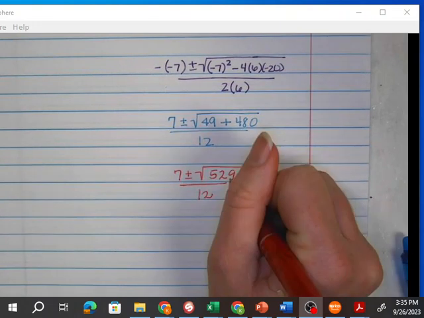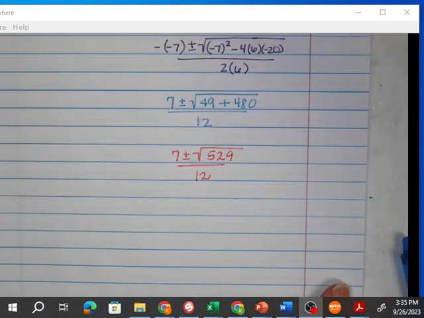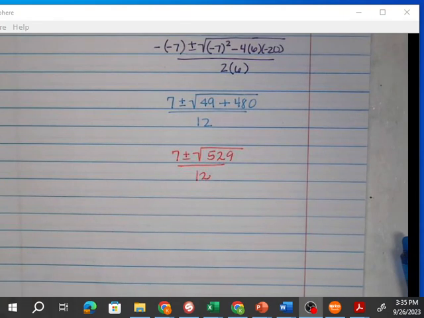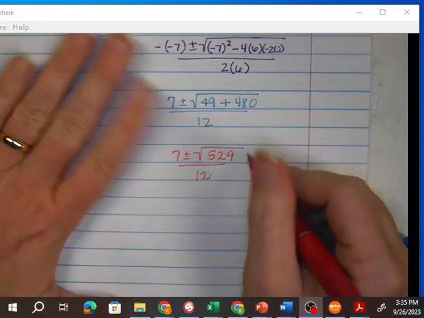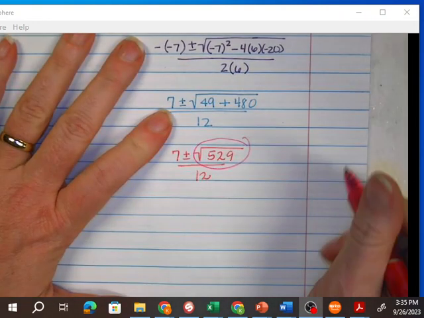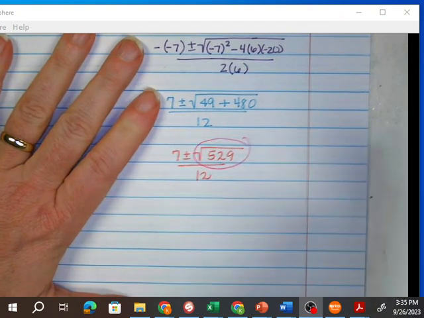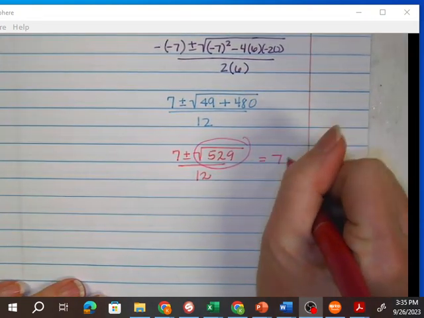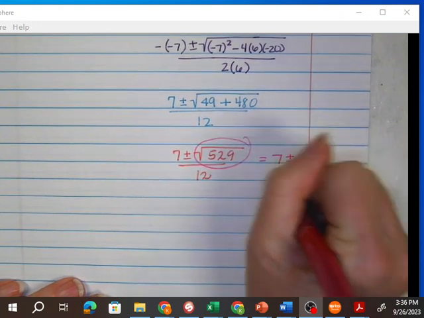All right, so right here is where I would break down 529. But before you ever start the breakdown, if you don't recognize it as being a perfect square, you might want to check it. Because square root of 529, somebody check it for me. See if it's a perfect square. 23. Yeah, it's 23. So that means that this is a perfect square, which means I don't need a radical anymore. I'm taking the square root and I'm getting 23. So I get 7 plus or minus 23 over 12.